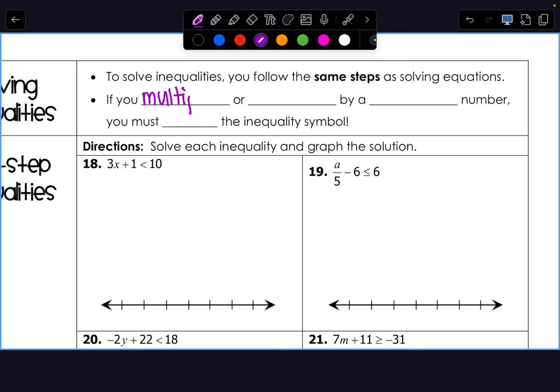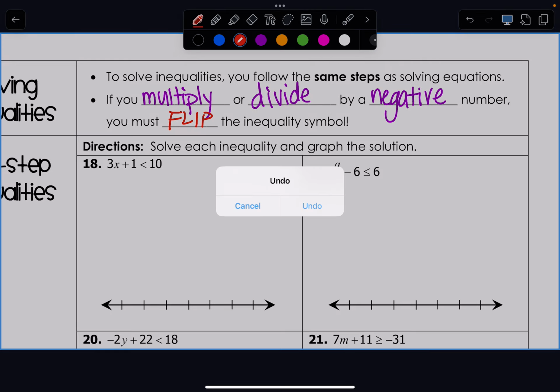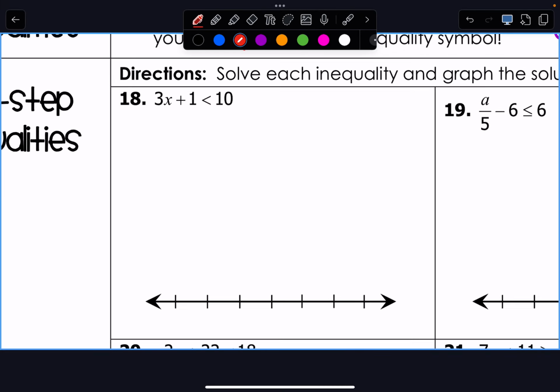If you multiply or divide by a negative number, you must flip the inequality symbol. Okay? Something that some of us did really well yesterday, some of us still need a little support on. That's okay. So let's look at number 18. Is number 18 one of them that you did?